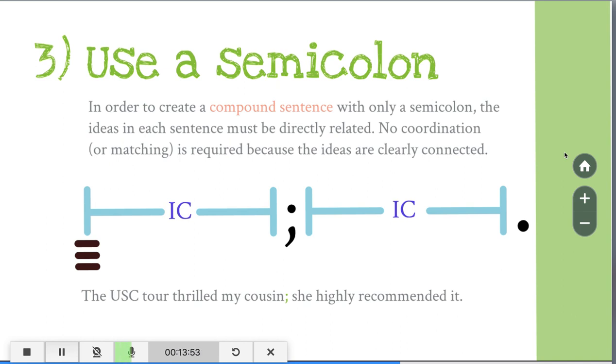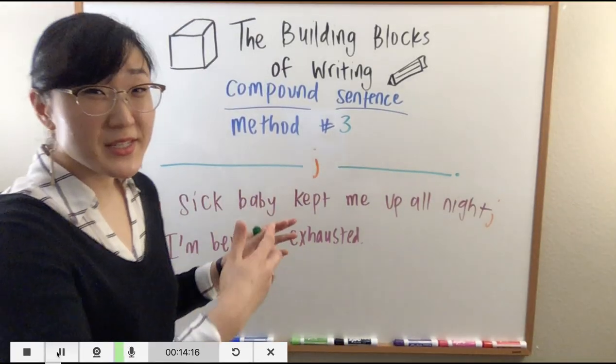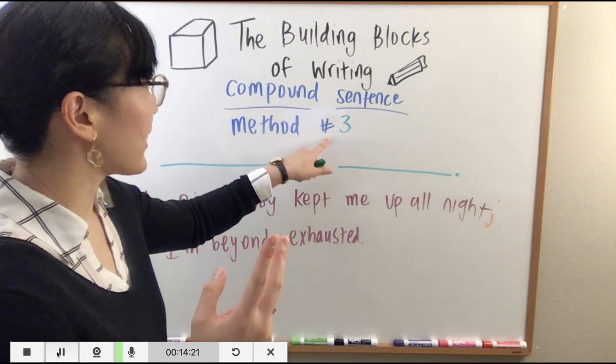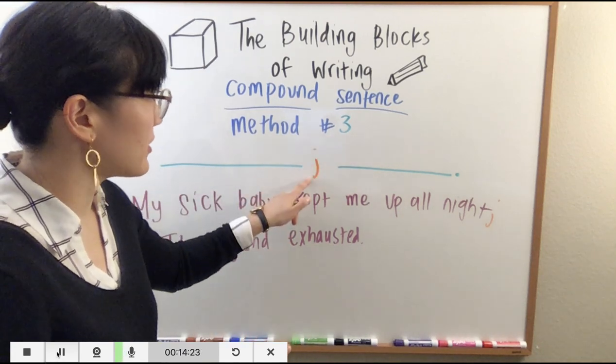In this case, we're going to use a semicolon. Semicolon without anything else in between. This just shows that there's a direct relationship between sentence 1 and sentence 2. So for example, the USC tour thrilled my cousin, semicolon. She highly recommended it. Simple enough, right? But make sure there is a strong relationship between the two. Now, this to me is maybe my least favorite of the 3 methods, okay? This is the semicolon method.